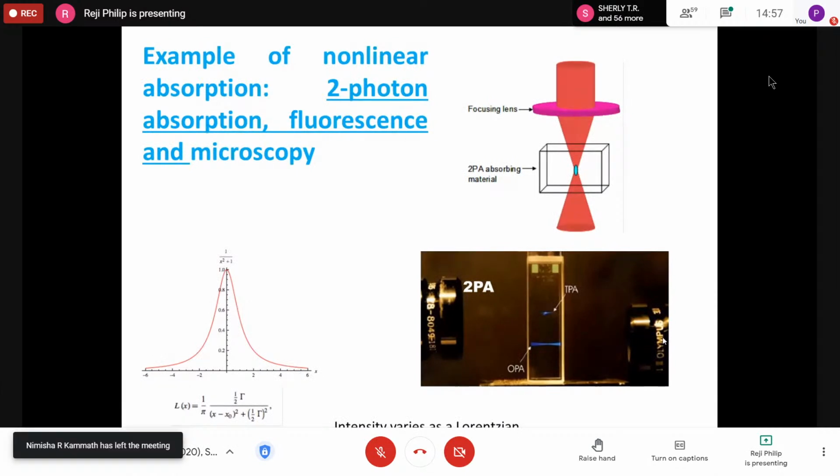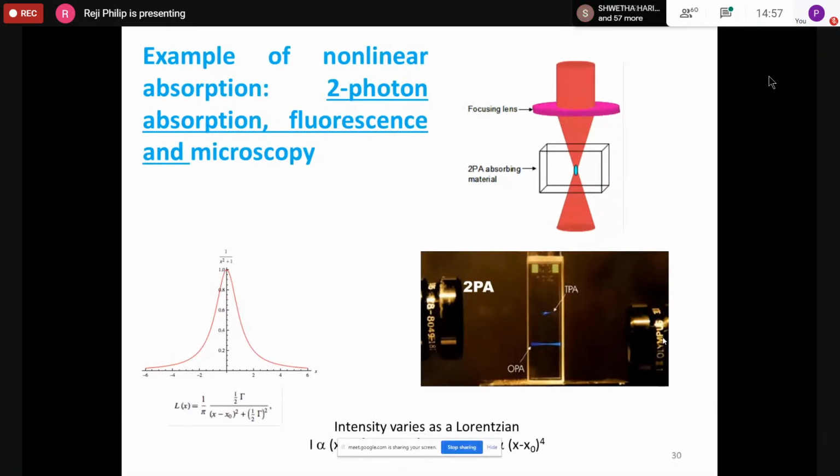So when there is two photon absorption in a fluorescing medium, it can sometimes give you a fluorescence. And whenever there is fluorescence of this kind, microscopy can be done. So I'll explain this to you. Imagine there is a laser beam here, and there's a focusing lens here, which focuses your laser beam into one particular material, and then from the focal point, it expands like this. So here, this is your one photon absorption fluorescence, and this is your two photon absorption fluorescence.